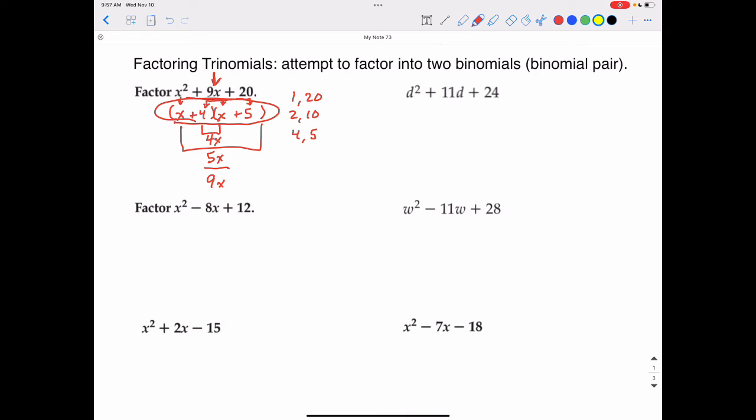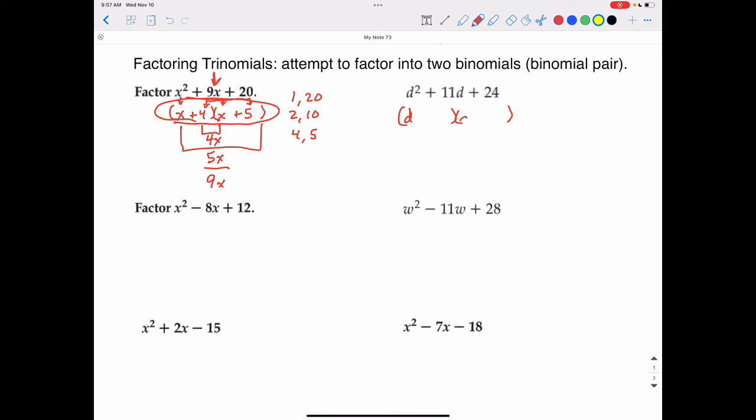d squared plus 11d plus 24. Can we factor by distributive property? We cannot. Nothing goes into d squared or 11 and 24 other than 1. We won't factor out 1s. And they all don't contain a d. So let's just try a binomial pair.